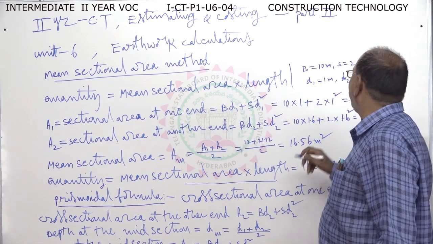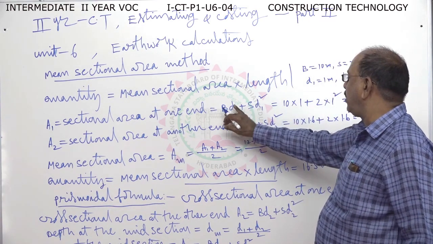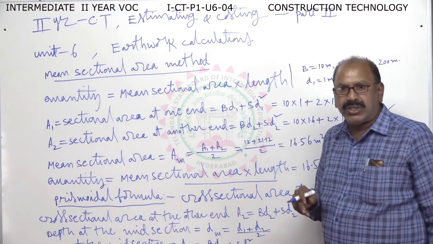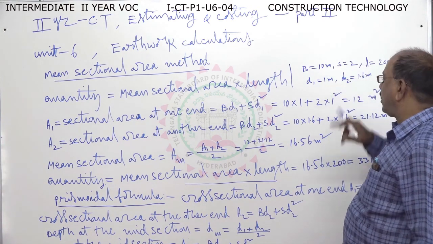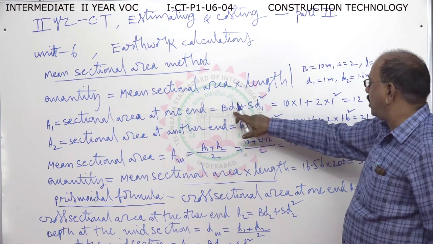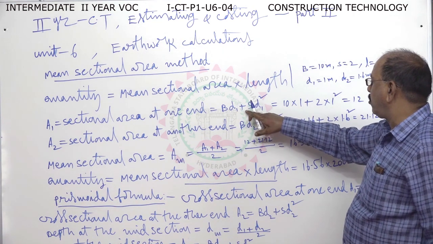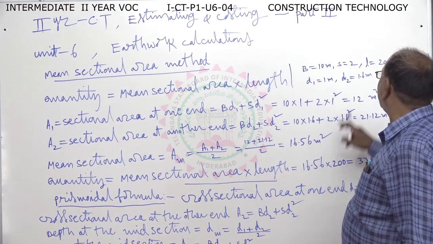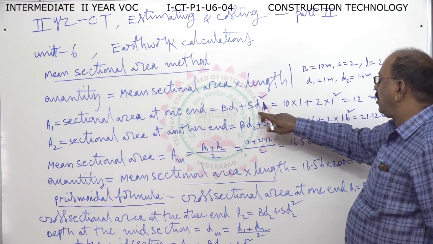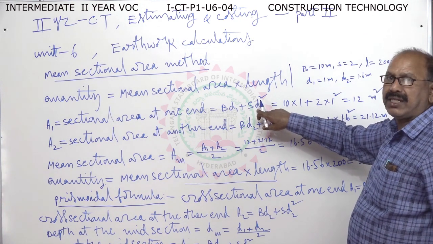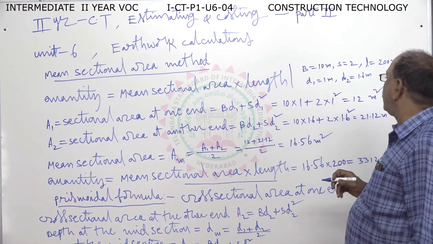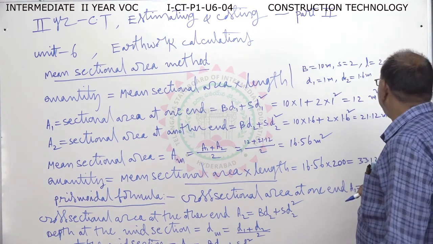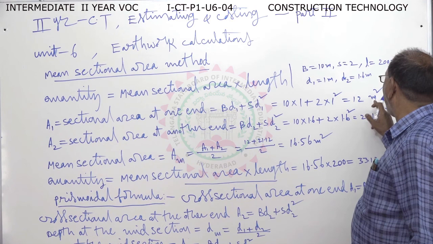B, what is the value of B? 10 meters. Substitute in the place of B, 10 meters, into D1. How much is D1 given? 1 meter. 10 into 1, plus S D1 square. S means side slope. S is given as 2. 2 into D1 square, where D1 is equal to 1 meter, so 1 square. After simplification, you will get 12 meters square.